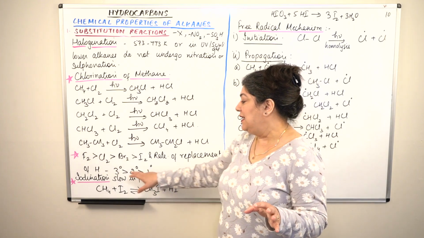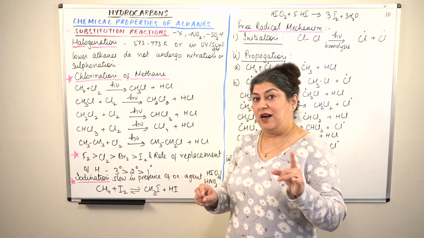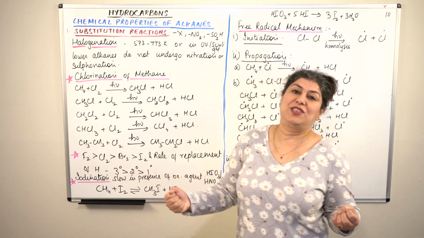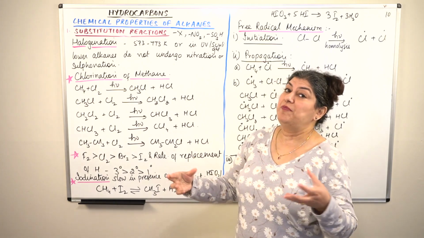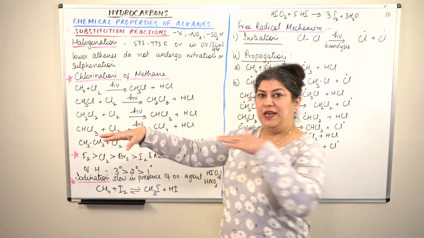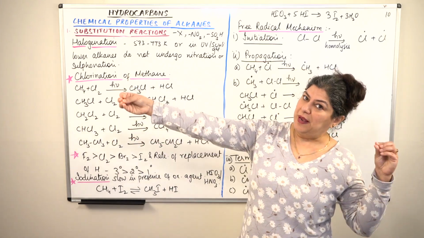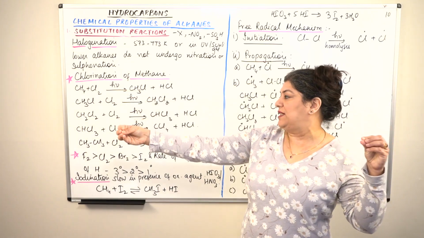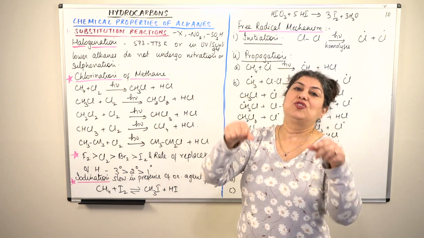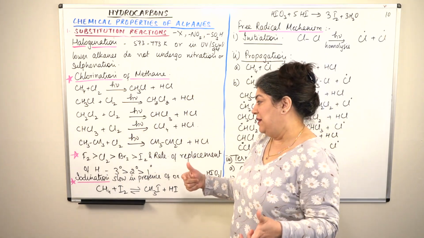So it has been seen that the tertiary hydrogen, the hydrogen which is attached to a tertiary carbon, would be replaced first, if you have a branched chain hydrocarbon. But if you have an open chain hydrocarbon, even then the primaries at the ends, those hydrogens would get replaced first, and then the hydrogens of the other carbon atoms would get replaced.